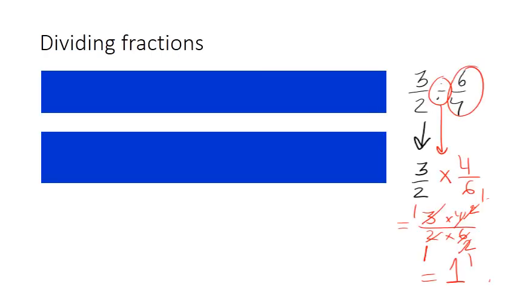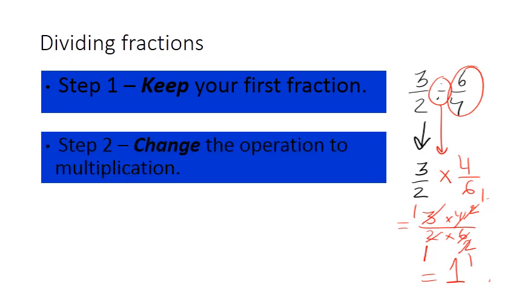Now in dividing fractions, you have steps to do. The first step is to keep your first fraction. So suppose for example I have 3 over 2 divided by 6 over 4. You have to keep the first fraction as it is. This is the first step. Now the second step is you have to change the operation to multiplication. So change from division to multiplication.